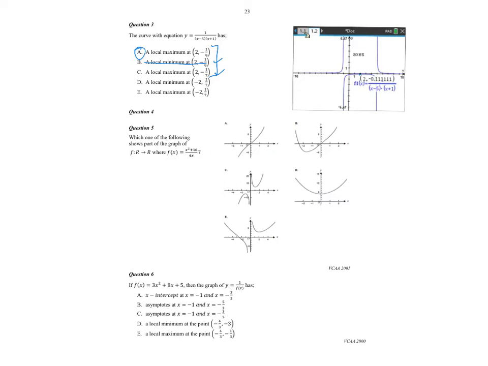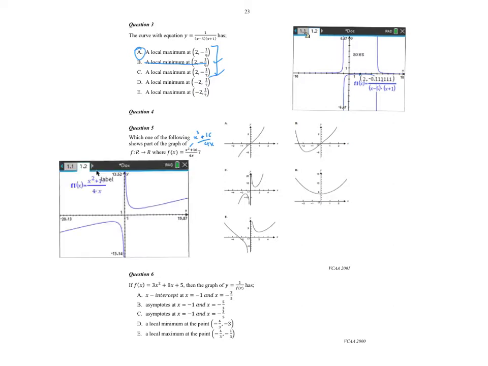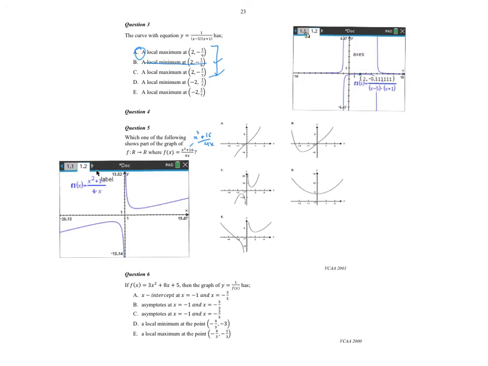4 we couldn't do. 5, which of the following shows parts of the graph of? Now actually there was a little mistake in this. Tough question to do as well. That is meant to be x cubed plus 16 on 4x. So I think I've done two graphs here. If you actually try to sketch x squared plus 16 on 4x, you've got that graph there. So I guess it's reasonable for you to try and pick C out of that.